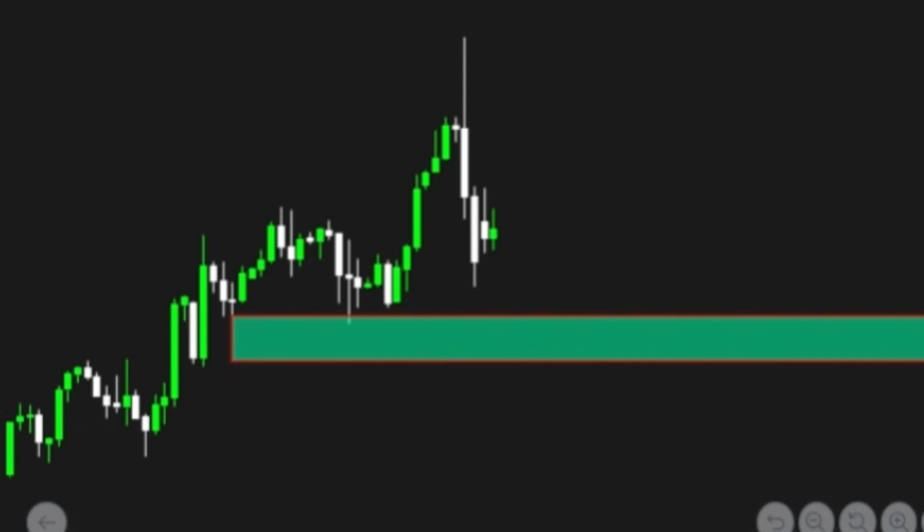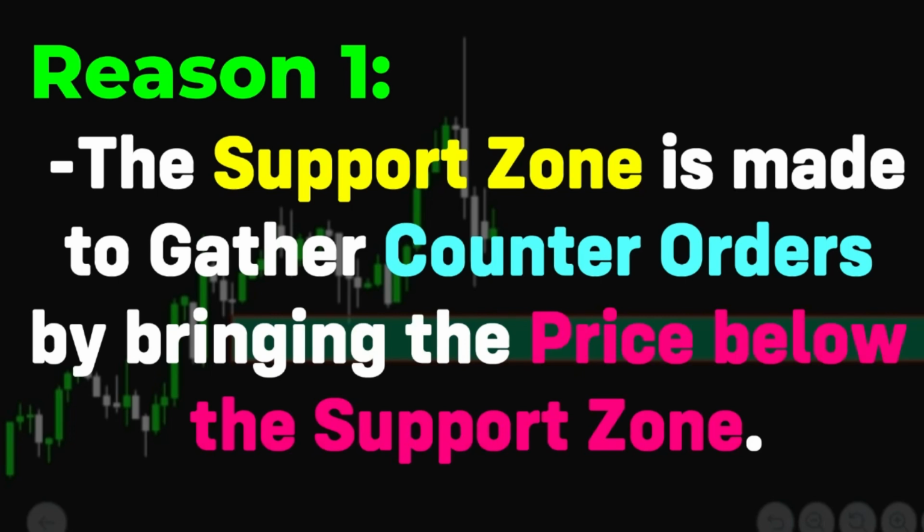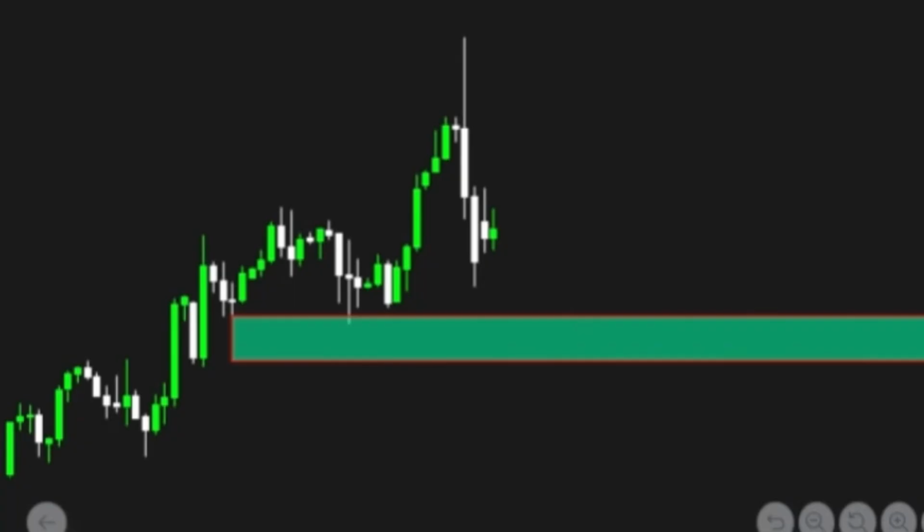There are generally two reasons behind a support zone being formed. The first reason is that the smart money, which means central banks and institutions, wants to gather the counter orders from market participants like small banks and retail traders. In such a case, the market would go below the support zone, and a demand zone would be formed below the support zone at which the big money has their buy orders resting. And once the price reaches this demand zone, the price would shoot up as there are big orders resting here. Here is an example of the first reason happening in the market.